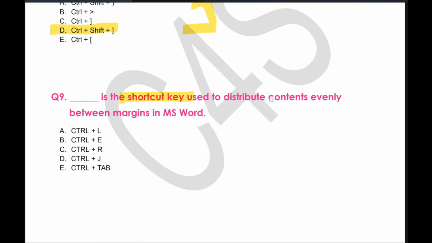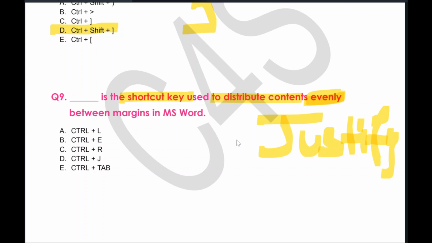Which is the shortcut key used to distribute contents? It is to distribute content evenly, which also means justifying. J for justify, Control J.